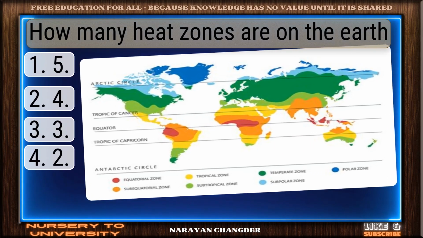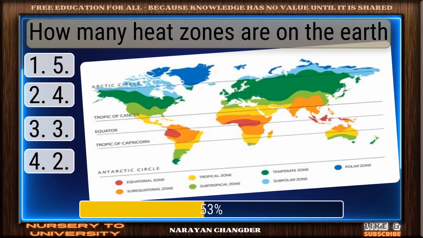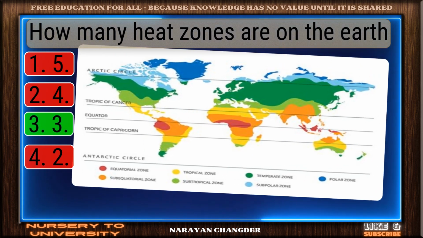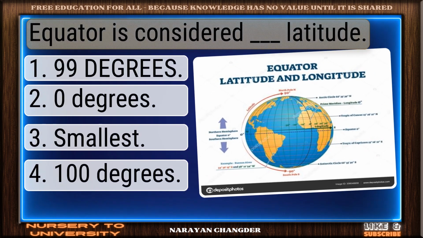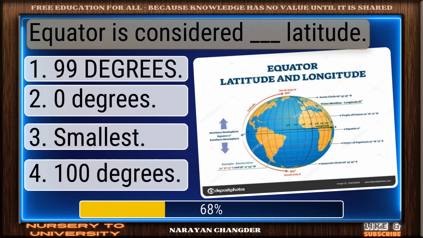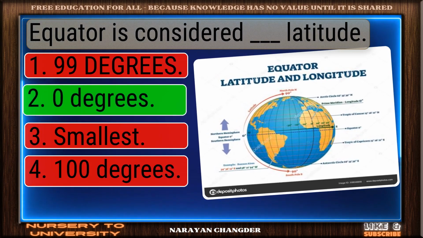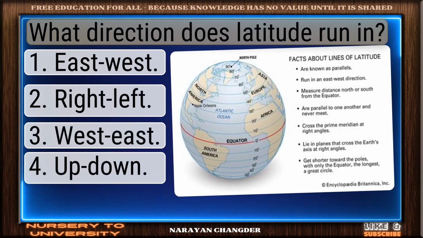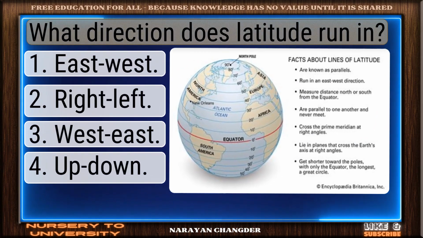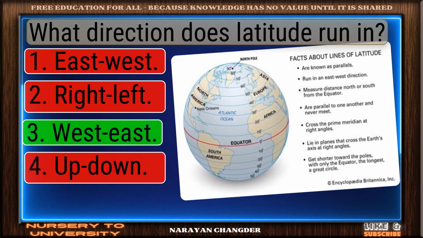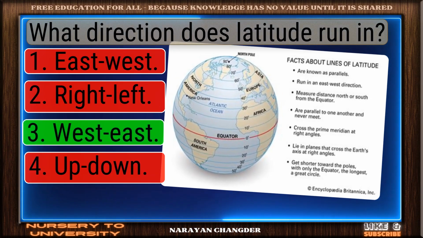How many heat zones are on the Earth? Sharp thinking. 3 is the right choice. Equator is considered dash latitude. Solid response. 0 degrees is a valid choice. What direction does latitude run in? Valid point. West-east is true.